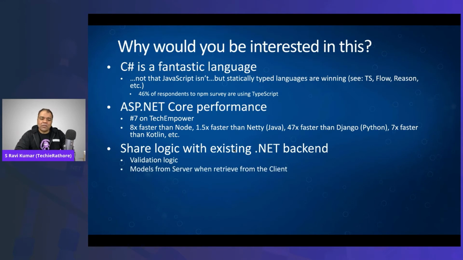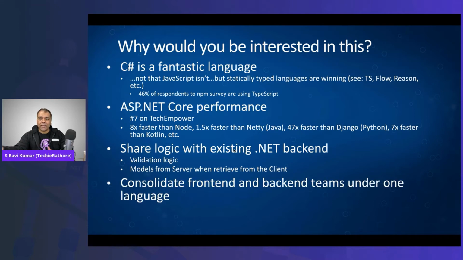Then you can share the code logic. Since we will be using C# to write the front end code, we can share our code logic, be it validation code, be it models like DTOs or data transfer objects, which can be used by your front end as well as your back end. So you can do all those things using Blazor and C#, and it consolidates the front end and back end teams together. Right now, the very hot term is full stack developer, and it is being used everywhere. So Blazor helps you become a full stack developer using .NET technologies.